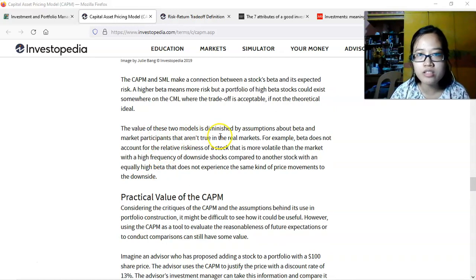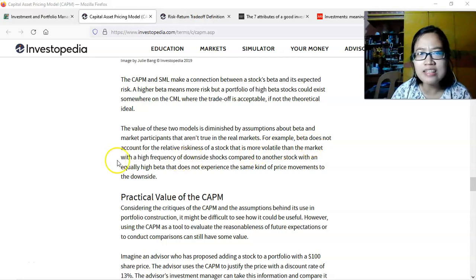The value of these two models is diminished by assumptions about beta and market participants that aren't true in real markets. So, yun yung mahirap dito kasi nga, you have your theories, you have your measurements, pero yung reality is different from the assumptions being used in these models. Kaya, in a way, hindi siya ganun ka-reliable. But, the fact is, there's no measurement that can be relied upon naman. So, kumbaga, they're the next best thing. So that's why, ayan, pinag-aaralan pa rin natin.